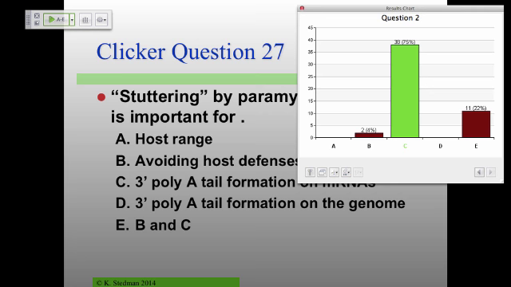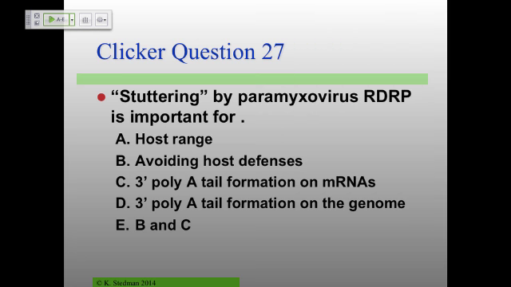I have a question. Yeah, sure. So in the book, it was saying that the frame shift caused by stuttering on the P gene causes the presence of V and W, which help in avoiding host defenses. Yeah, so these, again, we didn't talk about in class per se. But this, again, I meant this to be C and D rather than that. And so it may well be critical for avoiding the host defenses.